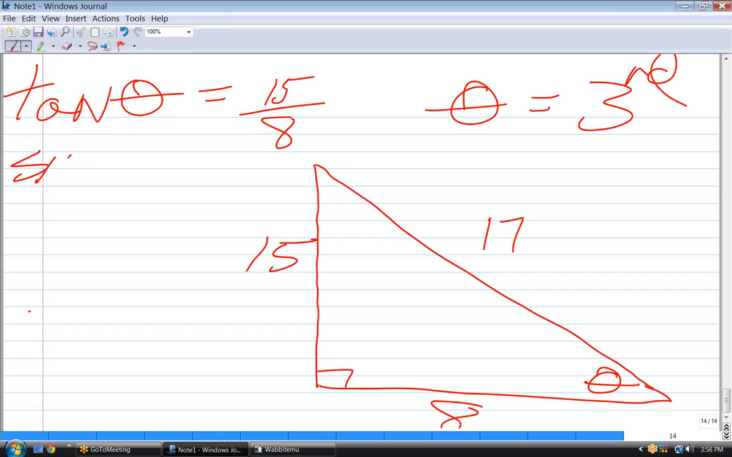Now, sine of theta is negative 15 over 17. See the difference? The moment they tell you the quadrant, it changes the plus or minus sign on a lot of the other trig functions. Tangent's still positive because tangent's positive in the third quadrant. But the sine and the cosine are both negative.